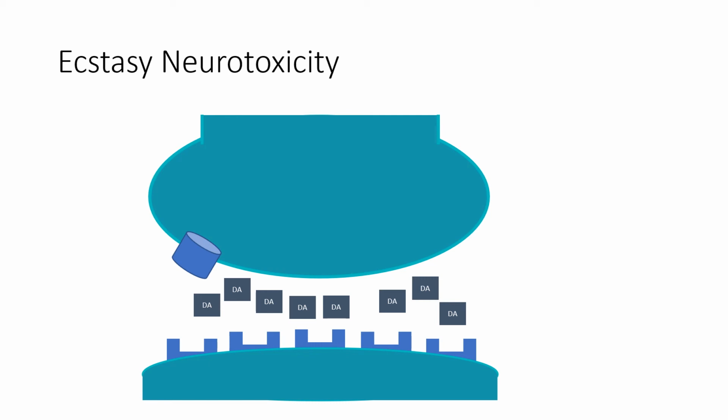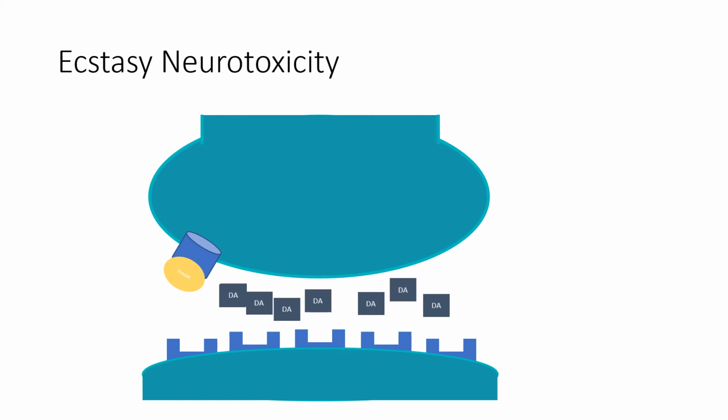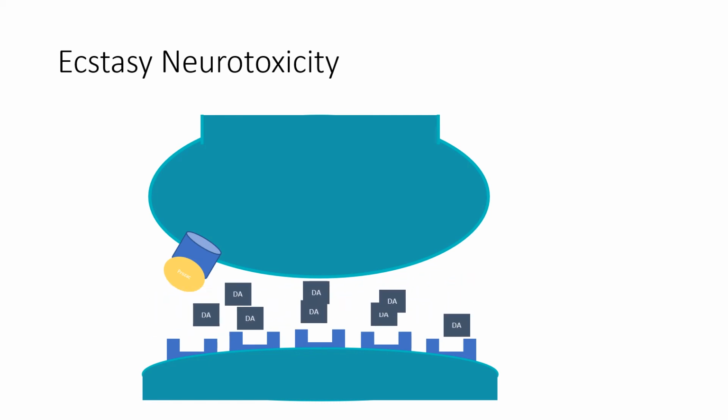One of the things, though, that can be done here is a way to block the dopamine from being pulled back in. So something like Prozac. Prozac will block the dopamine from being pulled back in. It can't be pulled back in. Then, as a result, the toxicity does not occur.